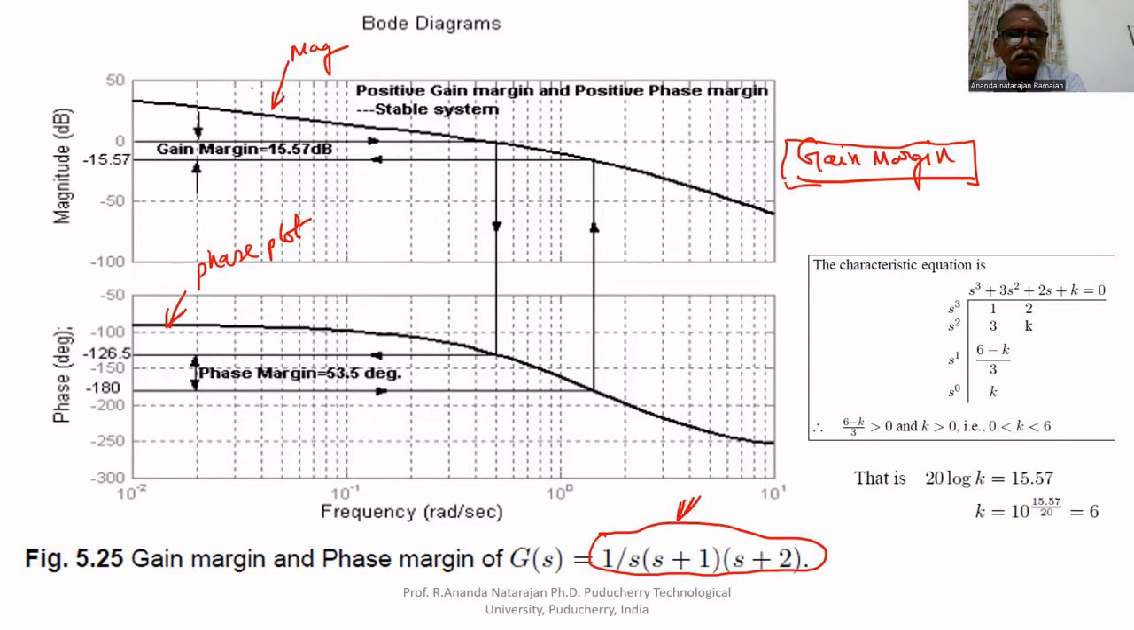The top one is the magnitude plot and the bottom one is the phase plot. Both have the same common x-axis, with the y-axis having different scales. For the magnitude plot, it is in decibels. For the phase plot, it is in degrees. But the x-axis is common. This is 0.1. This is 1. This is 10.